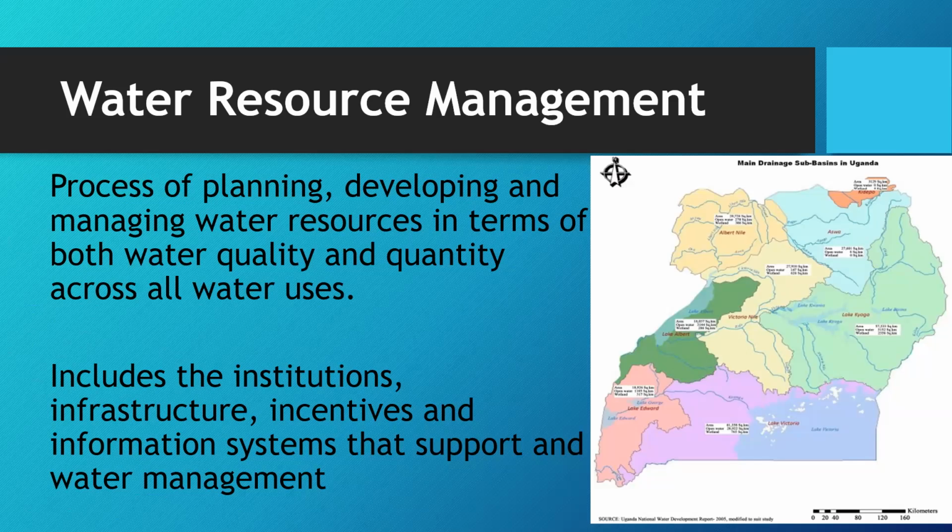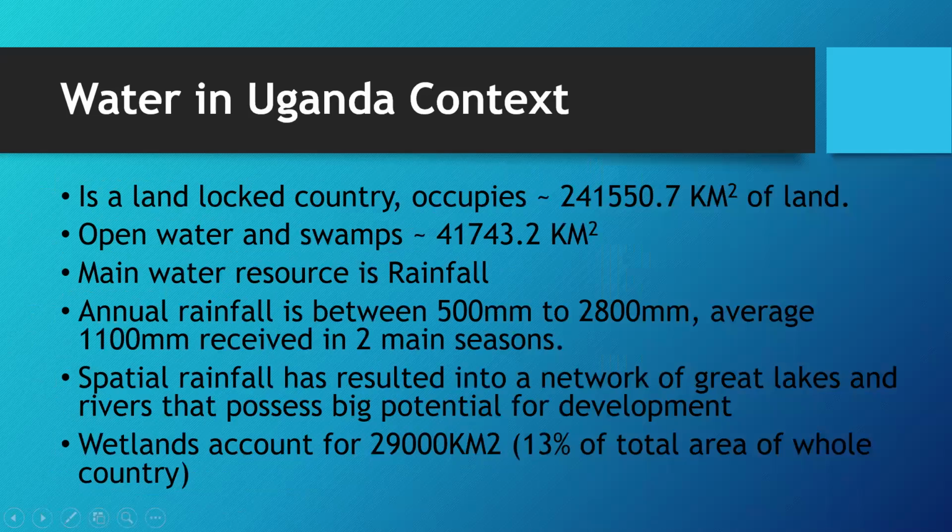So we looked at Uganda in its context of water. Uganda is a landlocked country with approximately 24,000 square kilometers of land, but open water and swamps is around 41,000 square kilometers. Our main water source is rainfall. Of course, we have fresh water, since we're a landlocked country and don't have salty water from the sea and the ocean. Our annual rainfall is between 500 to 2,800 millimeters, on average around 1,100 millimeters.